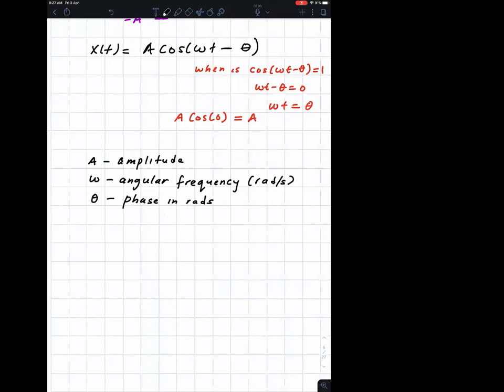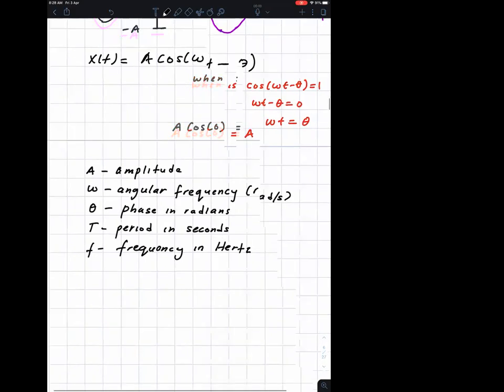Omega is angular frequency, in radians. Period, in seconds. Frequency, in hertz. Okay, is it clear? Yes, sir.